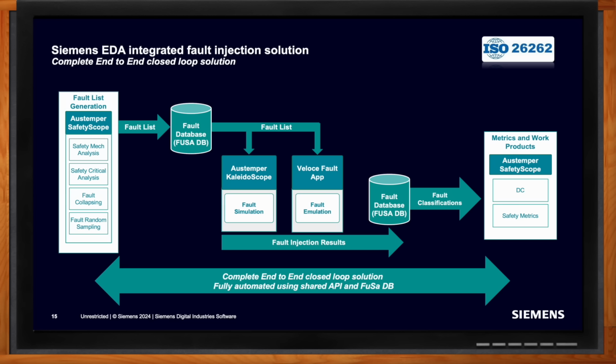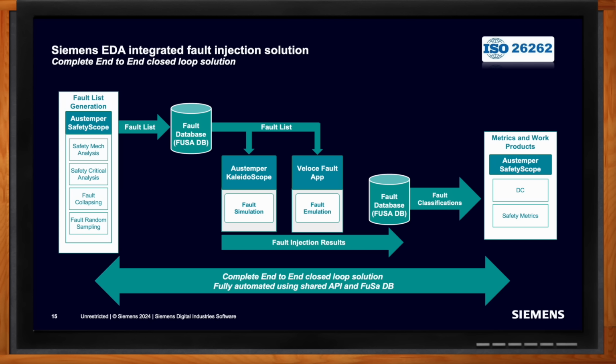Then in the center of the slide, we have different execution engines, whether it's fault simulation, which is the Kaleidoscope tool that Ann mentioned, or the Veloce Fault app. They can inject faults on these different platforms. They can do some light classification. And then finally, the results of both of those fault campaigns can be uploaded back into the fault database for final metric analysis and correlation.